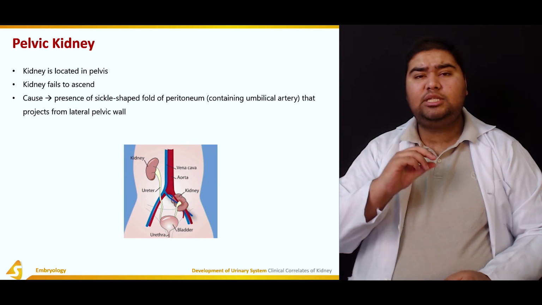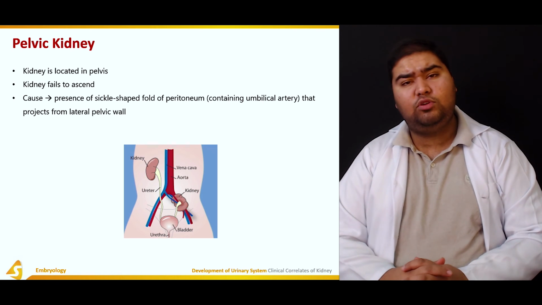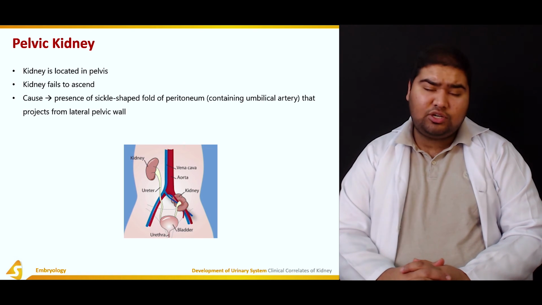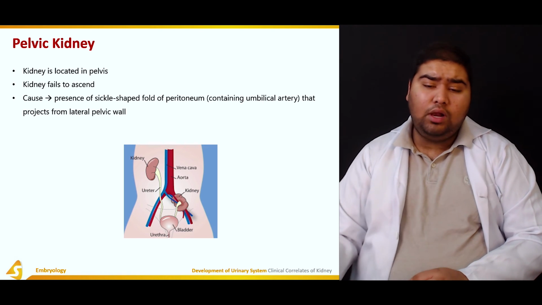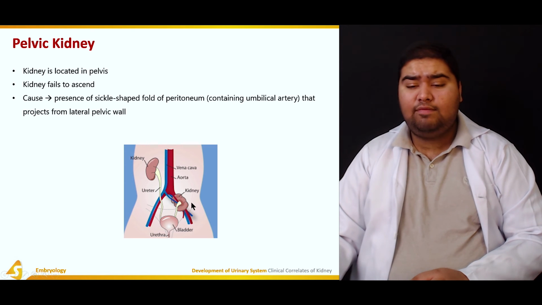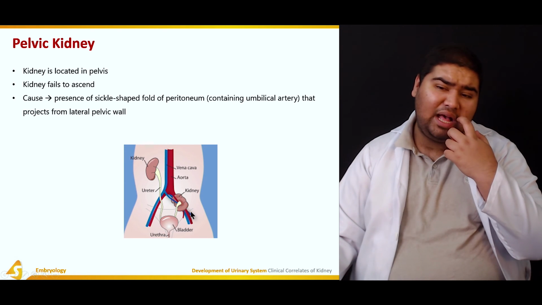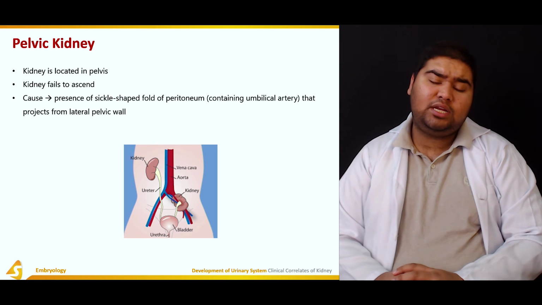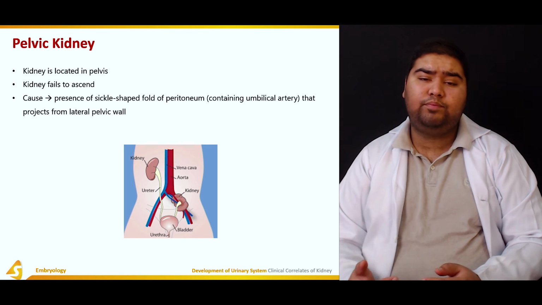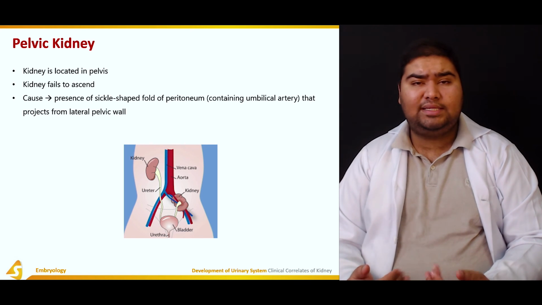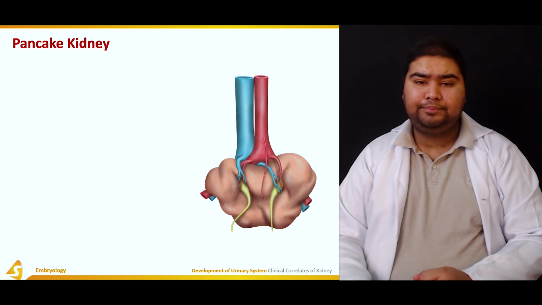So there is a sickle-shaped fold of peritoneum projecting from the lateral pelvic wall, somewhere here, and this is responsible. It usually contains the umbilical artery and is responsible for preventing the ascent of the kidney.